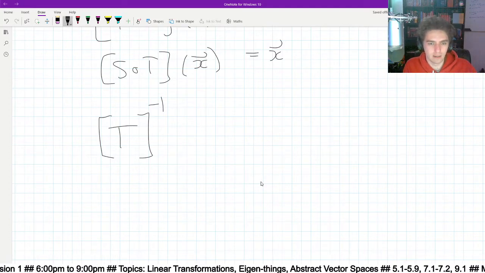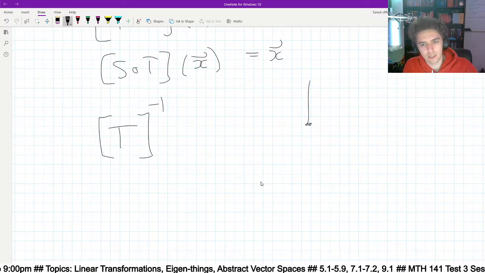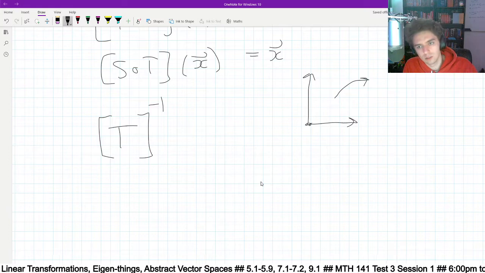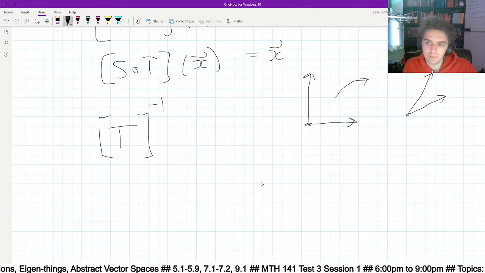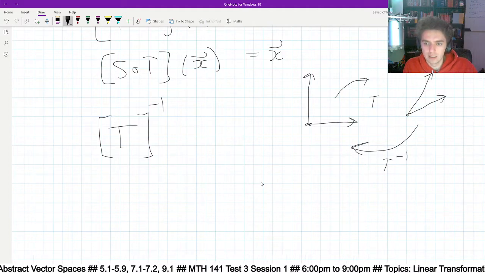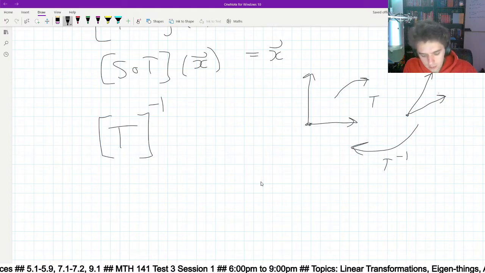Hopefully you can visualize it a little bit: T is the transformation that takes the basis vectors from here to whatever lines them like that, right? And that's T, and T inverse would bring you from that back to that. That's what T inverse is.